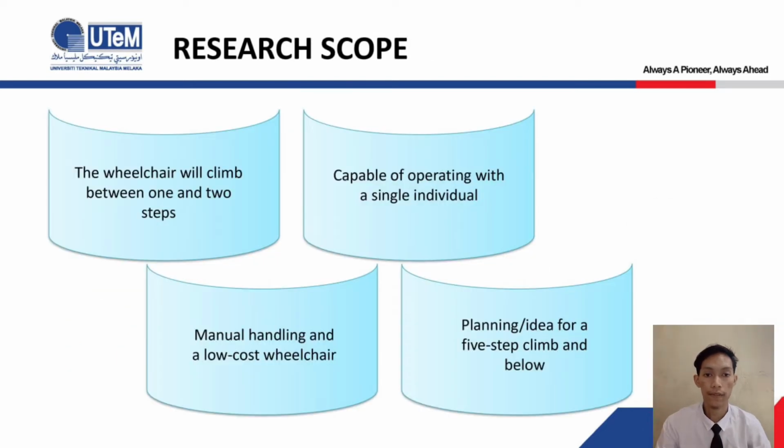Next, for the research scope, first, the wheelchair will climb between 1 and 2 steps. Second, capable of operating with a single individual. Third, manual handling and a low-cost wheelchair. And lastly, planning an idea for a 5-step climb and below.